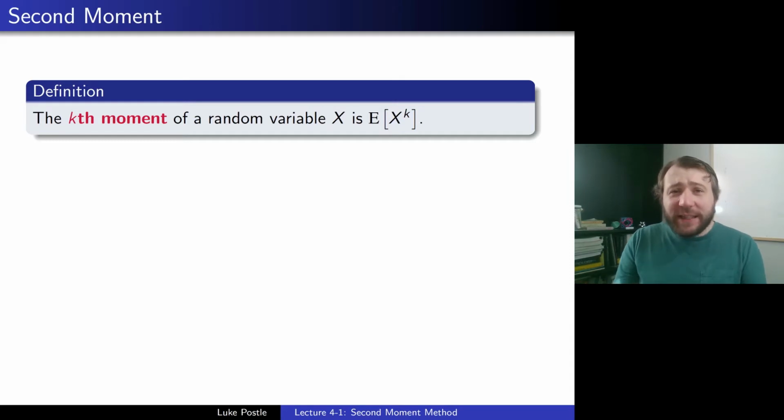Well, more generally, the kth moment of a random variable X is E of X to the k, the average, mean, expectation equivalently, of this kth power of X. So thus the second moment is the expectation of X squared.